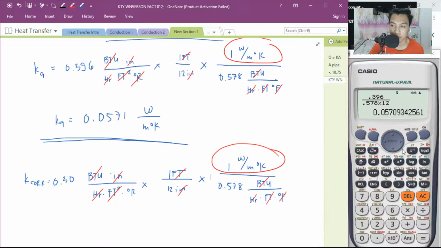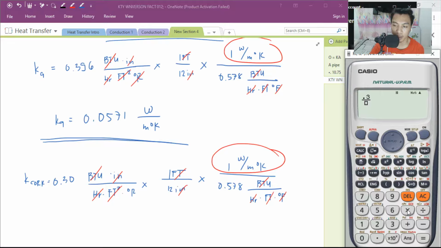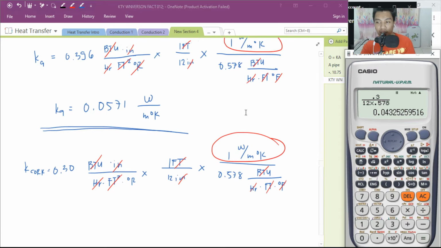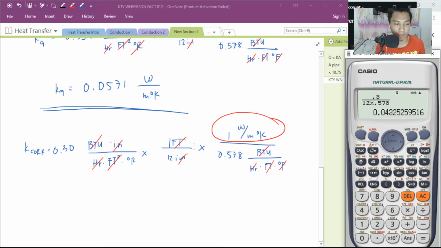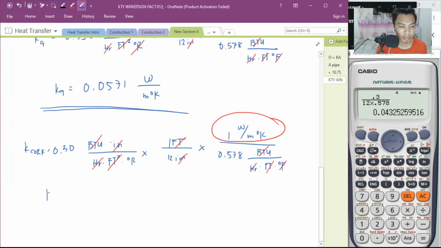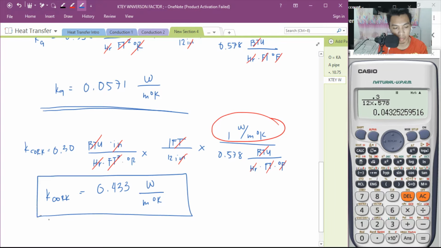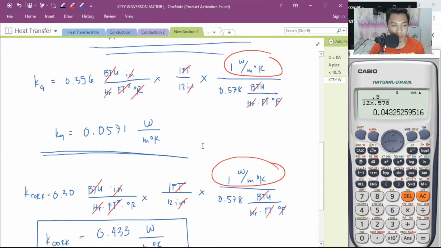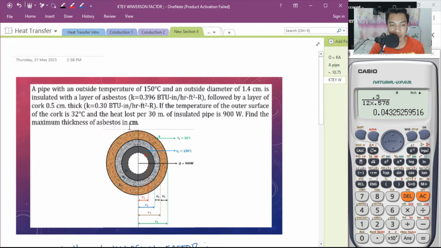So that is 0.3 divided by 12 times 0.578. The answer is, yan na yung sa cork, 0.0432 or 0.0433 watt per meter degree Kelvin. Pwede na to. Okay. So, na-solve na natin. Ano naman solve natin dito?